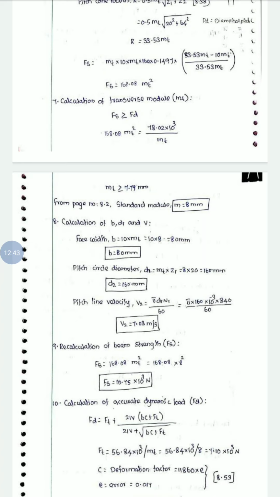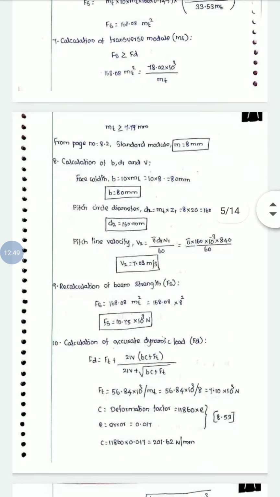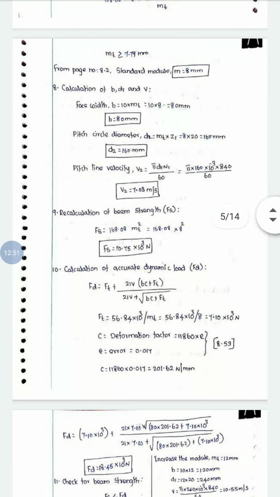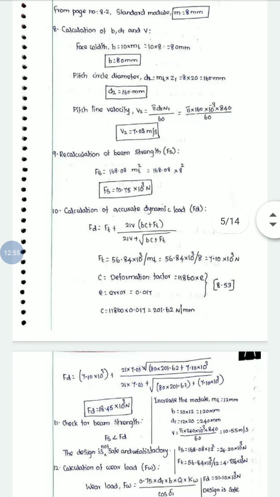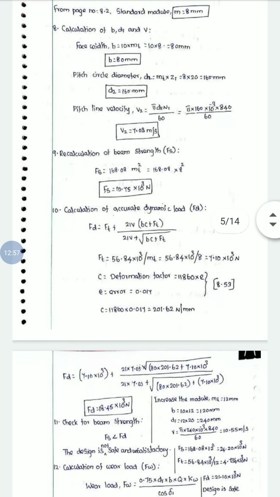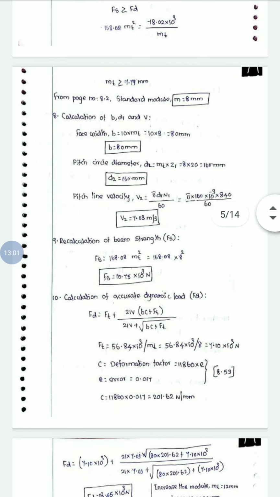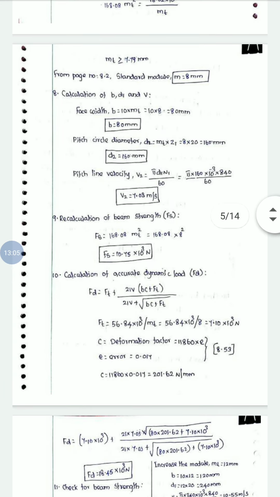From the data book page number 8.2, 7.79 is the actual value that we get, but we have to write the standard module. For finding the standard and preferred module, we go to data book page number 8.2, that is M is equal to 8. By referring to the data book, as a standard module after 7.79, 8 will be the next highest value. So we are selecting that as the standard module, that is M is equal to 8 mm.